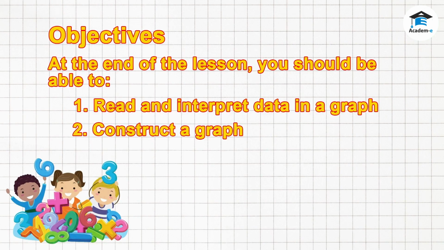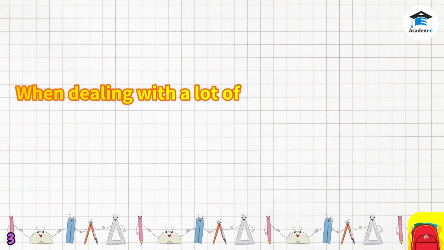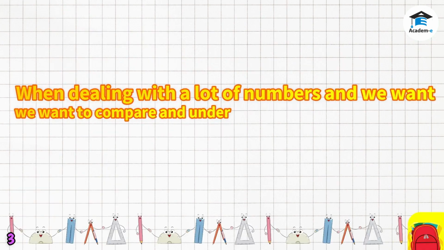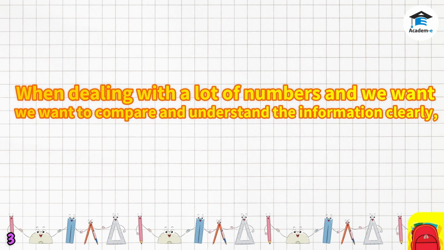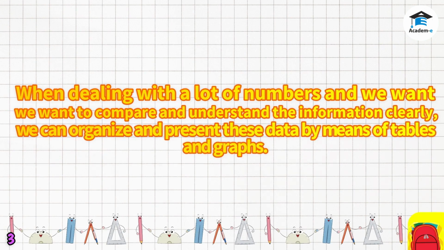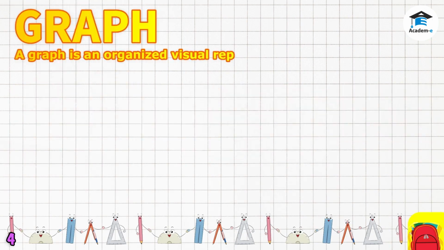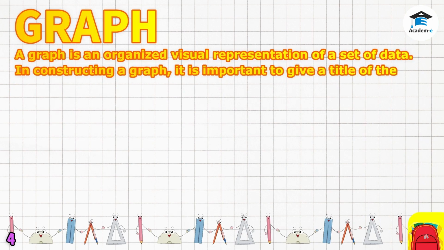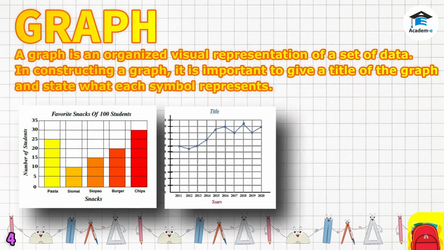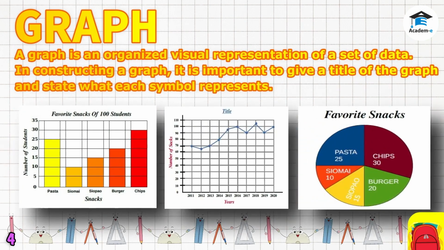Construct a graph. When dealing with a lot of numbers and we want to compare and understand the information clearly, we can organize and present these data by means of tables and graphs. Graph. A graph is an organized visual representation of a set of data. In constructing a graph, it is important to give a title of the graph and state what each symbol represents.